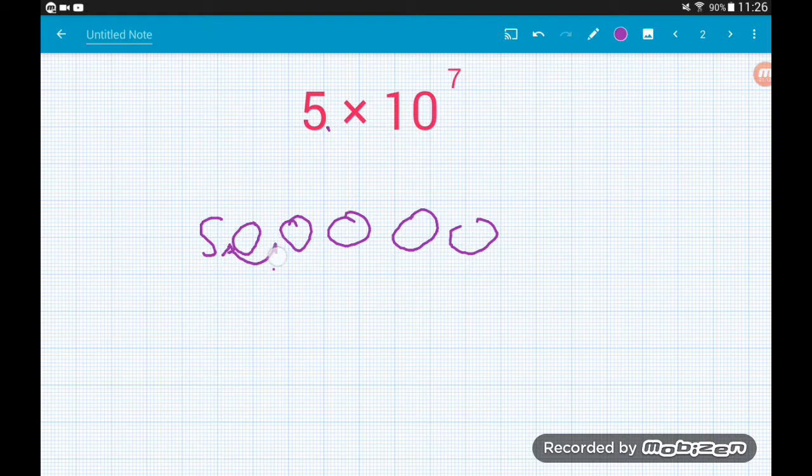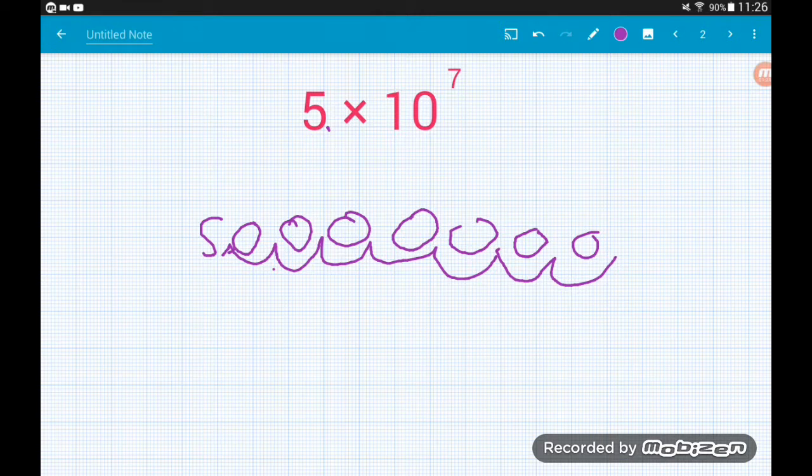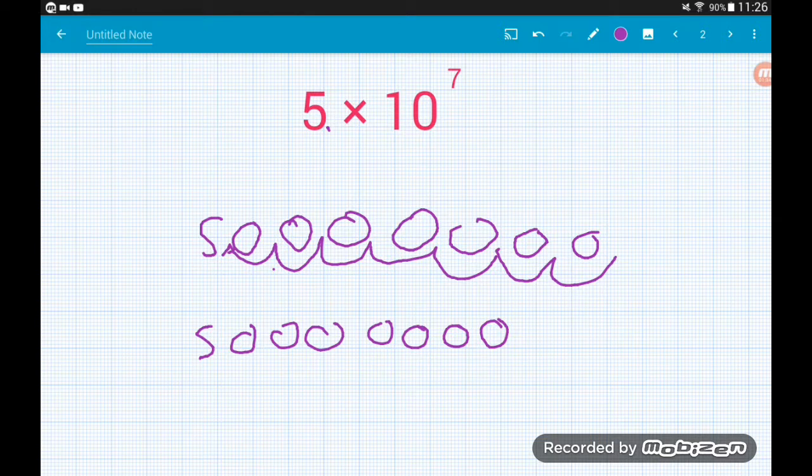So we're going to go 1, 2, 3, 4, 5. Oh dear, we've run out of zeros. That's alright though, we can put a couple more in, 6, 7. So 5 times 10 to the power of 7 is 5 with 7 zeros after it, which is the same as 50 million. 5 with 7 zeros. Cool.